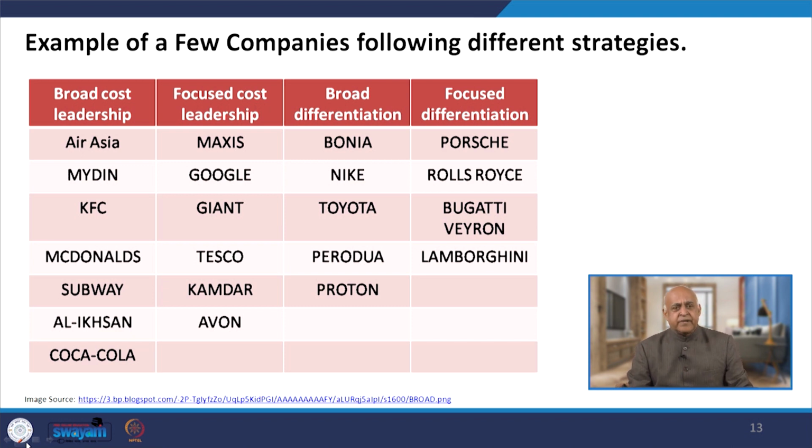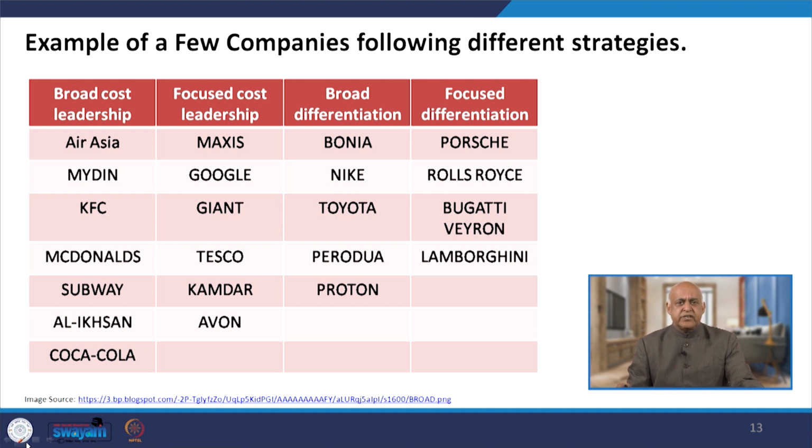Broad cost leadership: AirAsia, Madden, KFC, McDonald's, Subway, Alishan, Coca-Cola. These are the companies which are building their strategies on broad cost leadership. While for focus cost leadership, there are Maxis, Google, Giant, Tesco, Kamdar, Avon, and they are focused on this particular cost leadership.